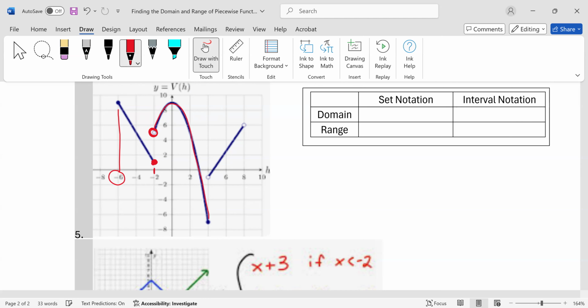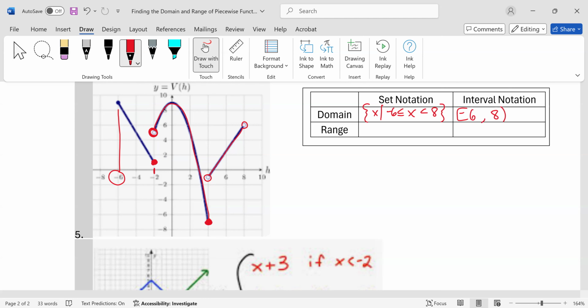Okay, something's happening here. Can I ignore it? Yes, because it's open here, but it's closed here. Because it's closed, just ignore it. Keep going. Okay, so this is where we end. We go from -6 to 8, and this will be a parenthesis on the 8 since that's open. So your set notation, braces, x such that x is greater than or equal to -6, but less than 8.